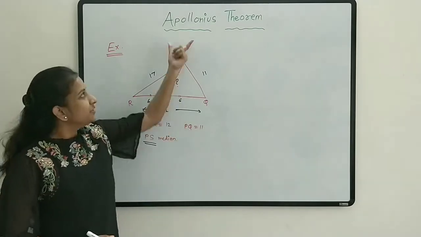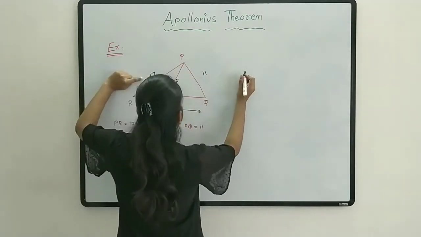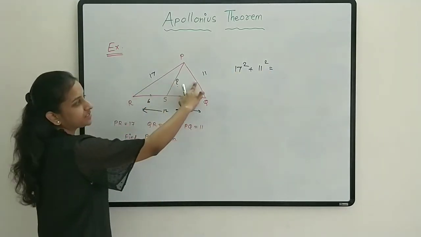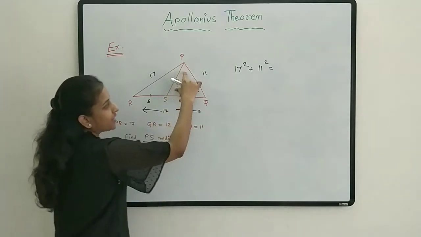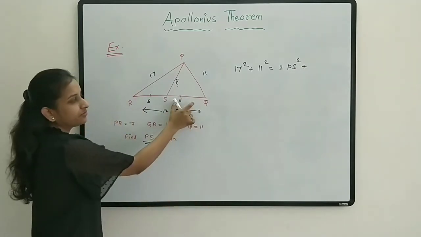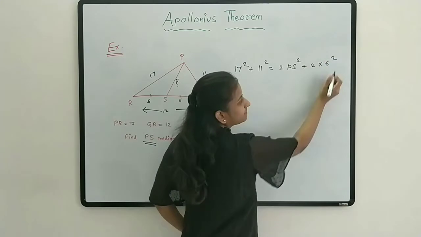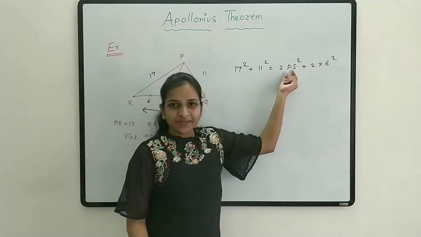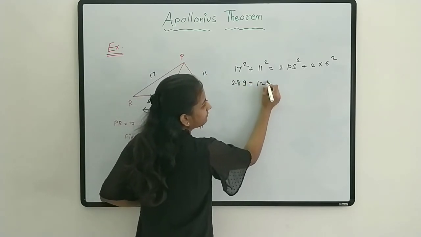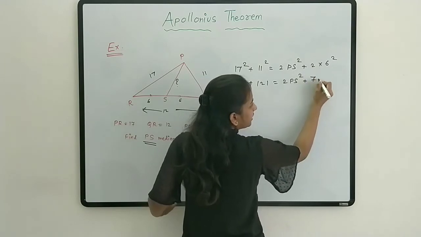Can we find it using Apollonius theorem? See, PS is the median, so Apollonius theorem says 17 square plus 11 square, this side square plus this side square, is equal to twice PS square plus twice either this or this, 2 into 6 square. If we solve this, we will get PS. 17 square is 289 plus 121 is equal to 2 PS square plus this is 36 into 2, 72.